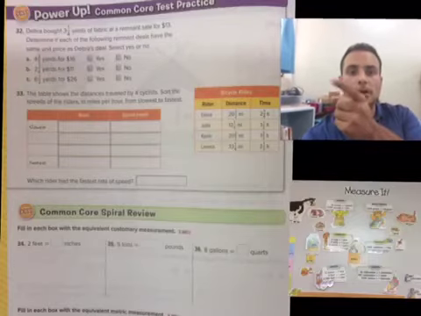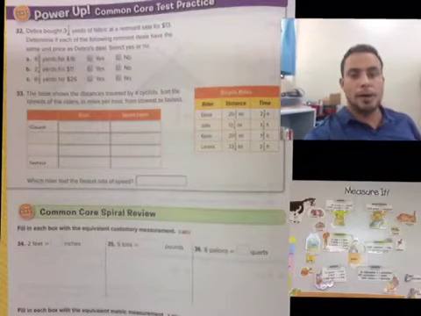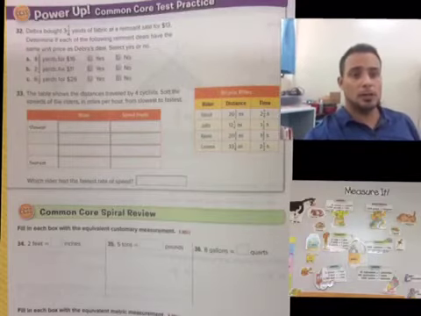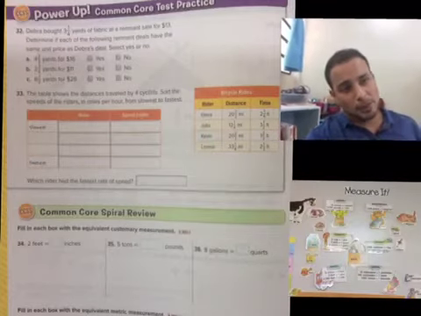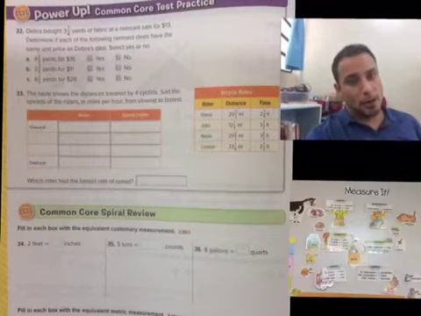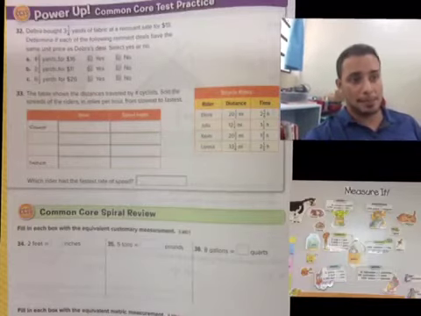As you can see right here on the right, we're going to be doing a lot of converting of measurements. For example, converting from feet to inches, gallons to quarts, and so on. This, boys and girls, is actually very important. As some of you already know, these sorts of questions come up on the MAP test.